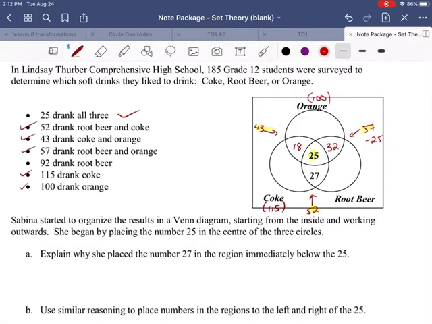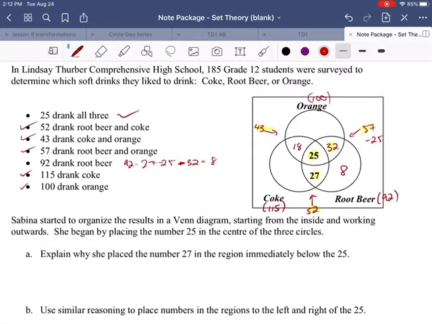Now we've got the 92 that have drank root beer. Okay, well, if there's 92 that have drank root beer, what you're going to do is 92 minus these three numbers. So 92 minus 27, 25, and 32 is going to leave us with 8. So 8 is what goes into that box there.